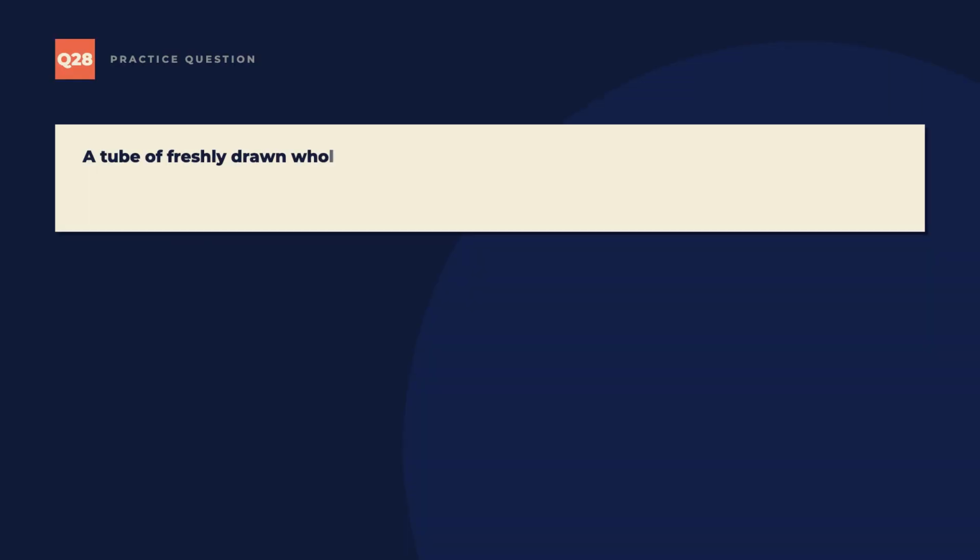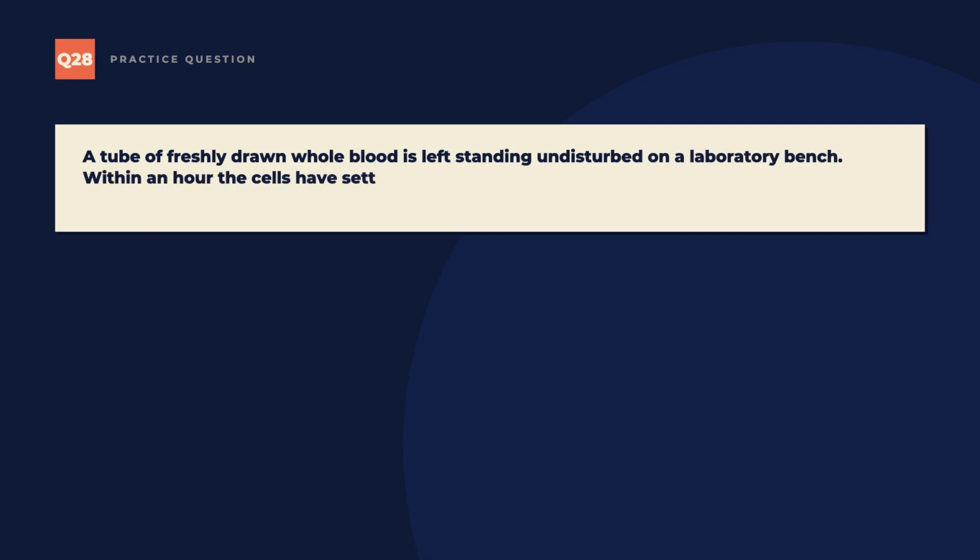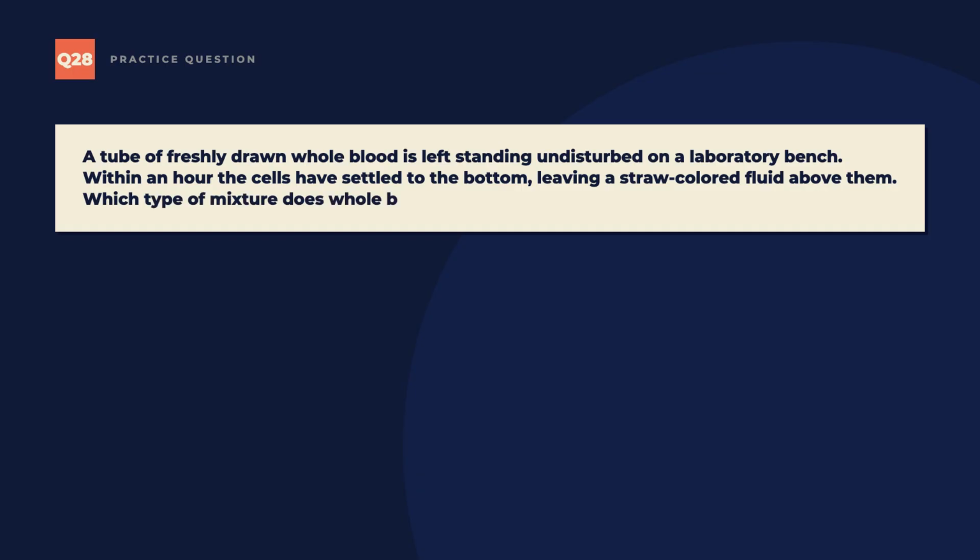Question 28. A tube of freshly drawn whole blood is left standing undisturbed on a laboratory bench. Within an hour, the cells have settled to the bottom, leaving a straw-colored fluid above them. Which type of mixture does whole blood represent, and why?